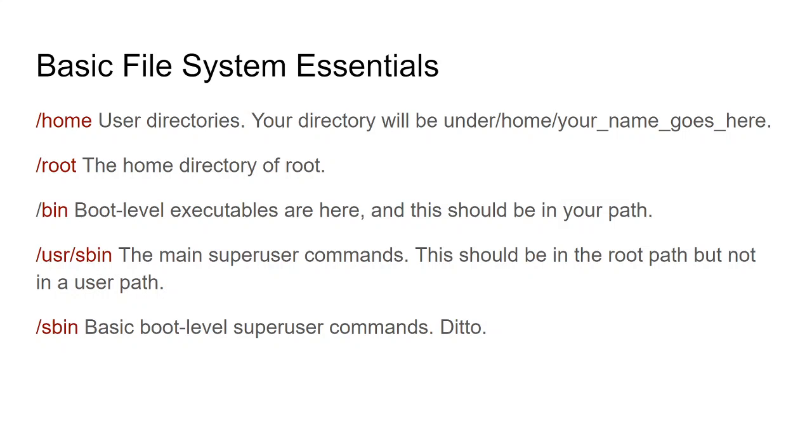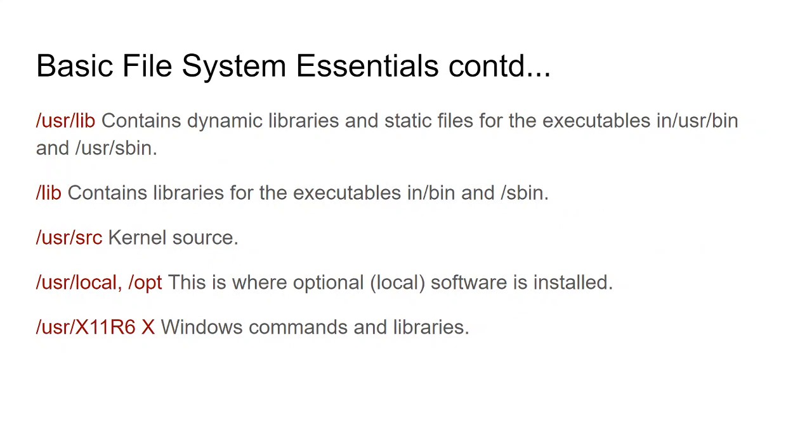Next we have basic file system essentials. It is again some of the commands or the paths that you need to know. Slash home has the user directories, slash root is the home directory of root, slash bin is the boot level executables, slash usr slash sbin is nothing but the main super user commands are present in this path. Then slash sbin is super user bin, basic boot level super user commands. So these are the commands that you already know. We are just brushing up what it means actually.